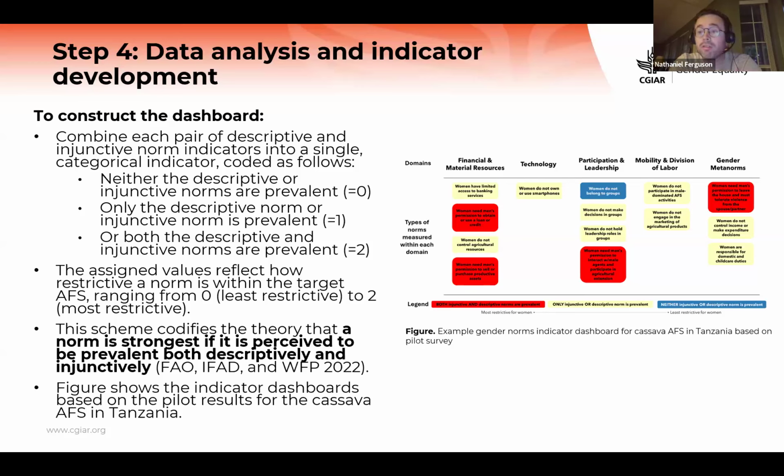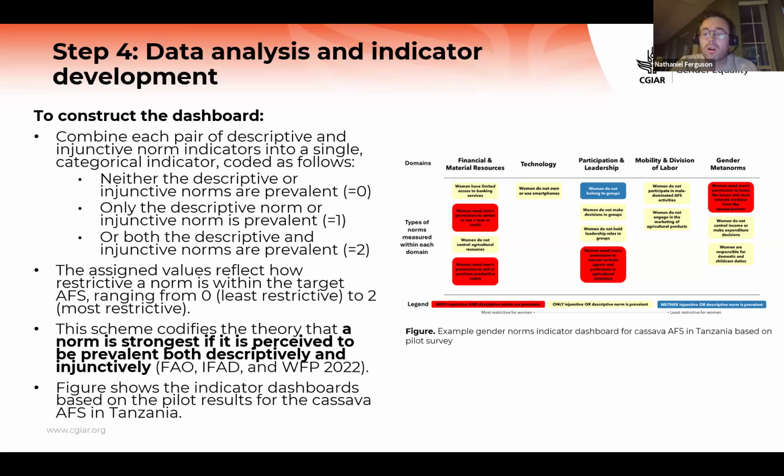Secondly, if only one of them is prevalent, we would code that as 1. And finally, if the descriptive and injunctive versions of the same indicator are both prevalent, we'd code that as 2. So of course, these reflect how restrictive a norm is within the target agri-food system, ranging from 0 to 2. If we look at the figure, we've coded 0 as blue. Blue means it's not restrictive in an injunctive or a descriptive sense.